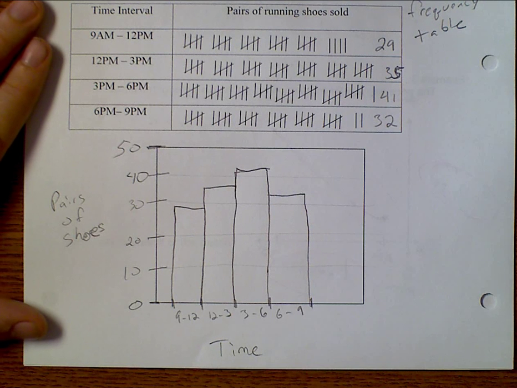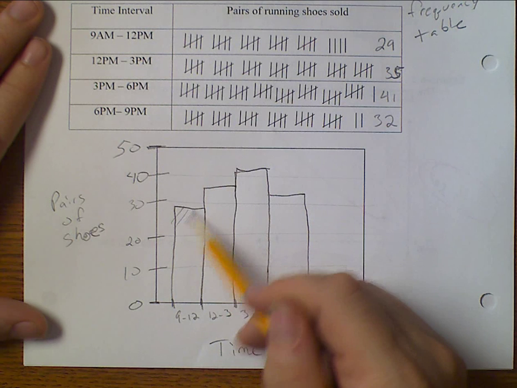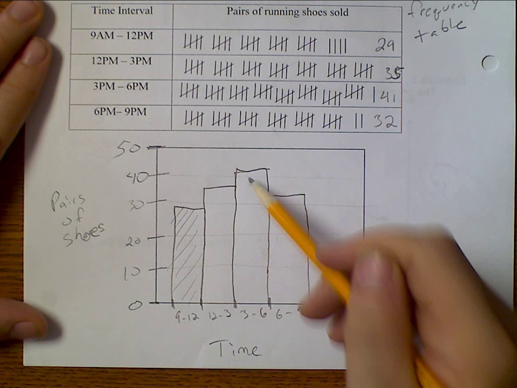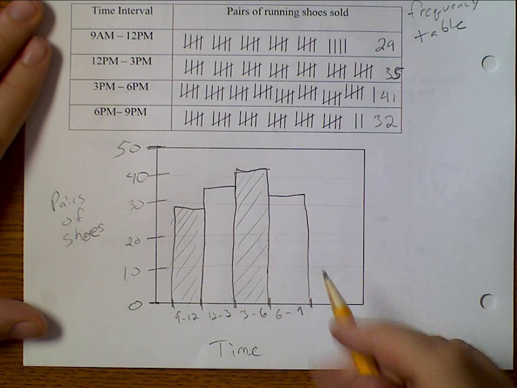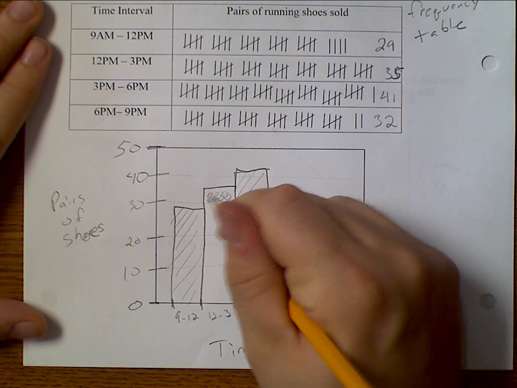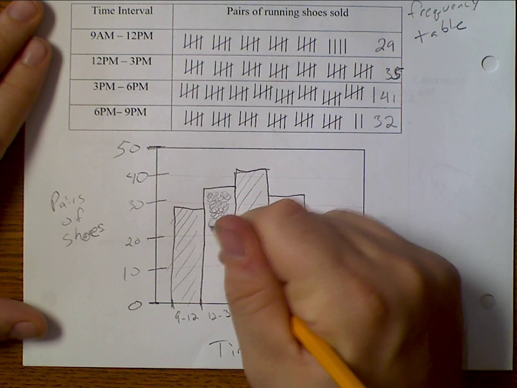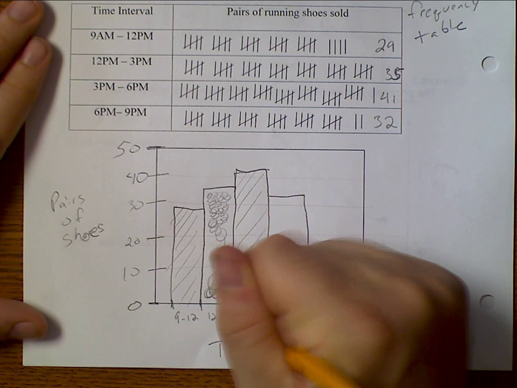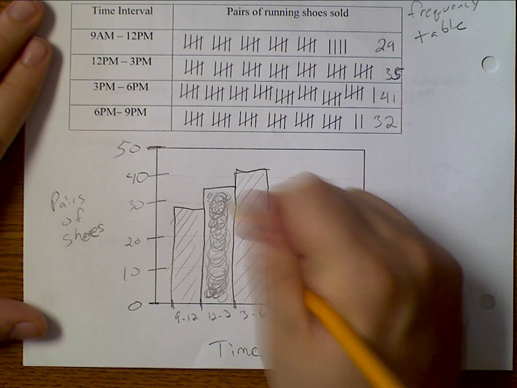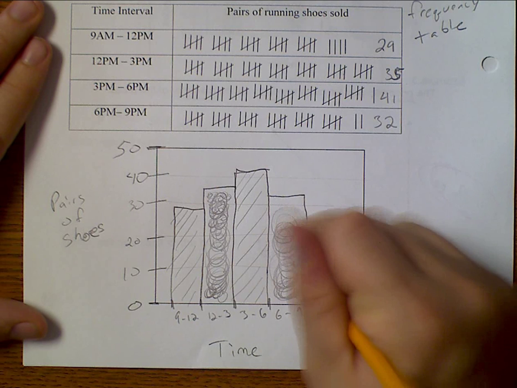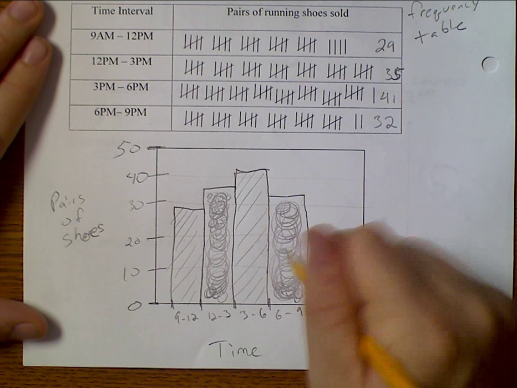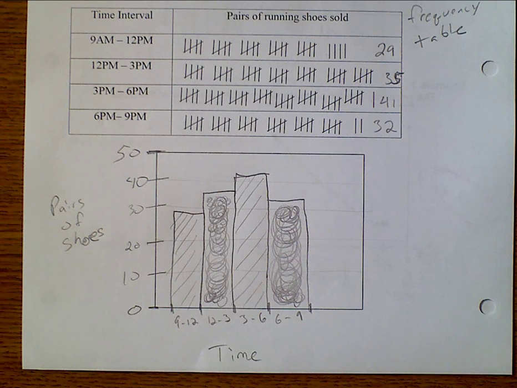And now, just to differentiate between my bars, go ahead and shade them differently. So 9 to 12, 12 to 3, 3 to 6, and 6 to 9. And there is my histogram.